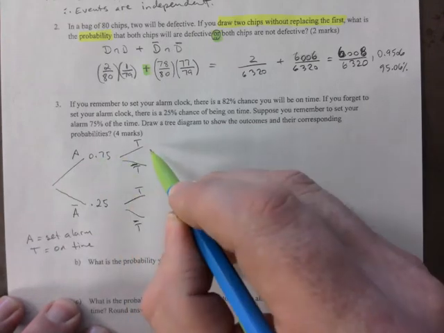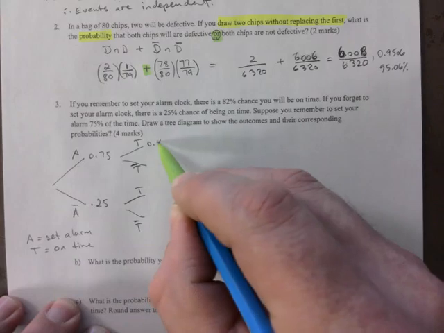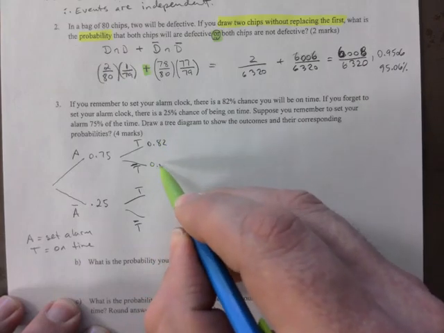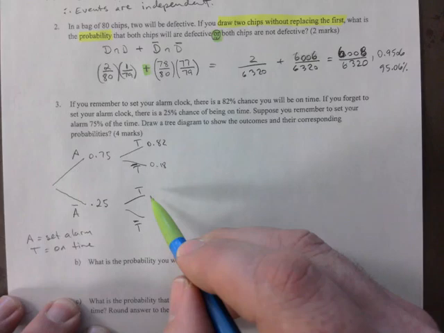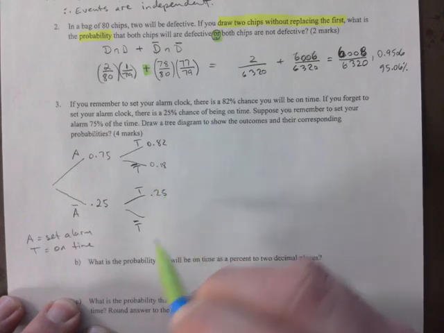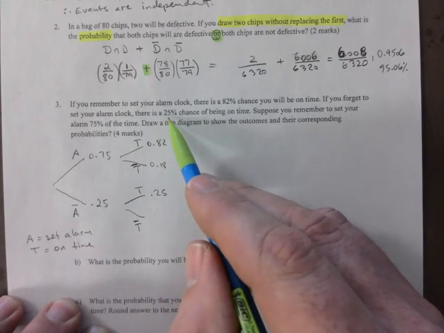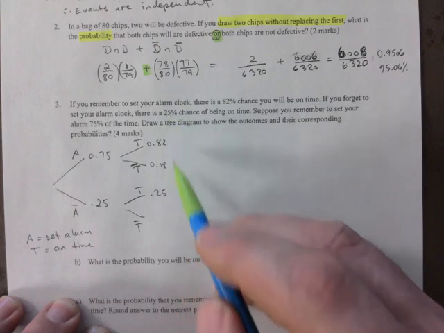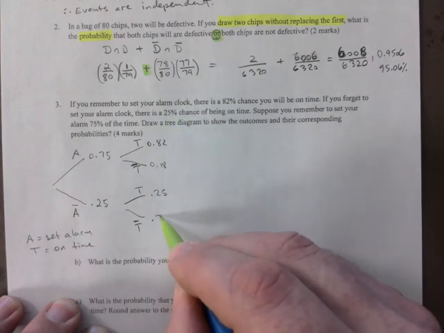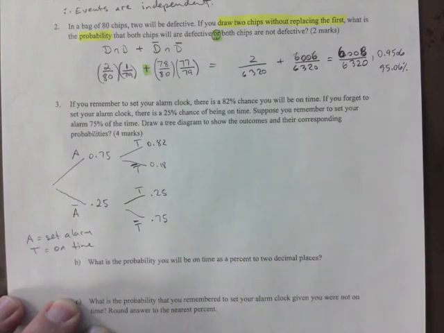If you set it, then there's an 82% chance that you will be on time. So this is 0.18 for not on time. If you don't, then there's a 25% chance of being on time, sorry, not percent. Just 25% chance of being on time, therefore 75% chance of being late.